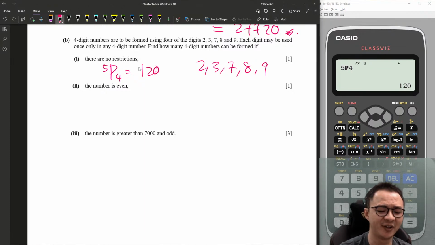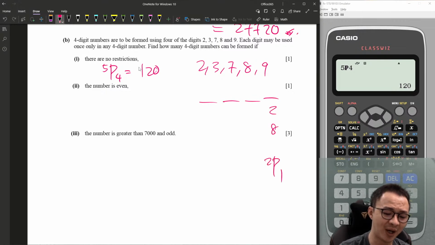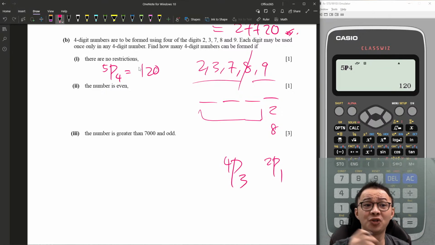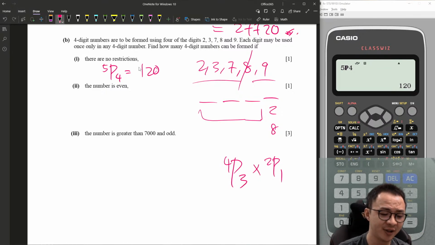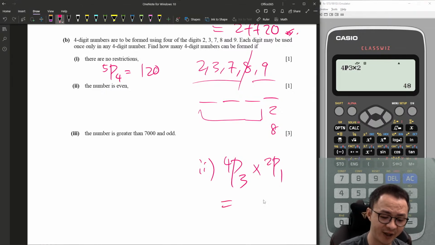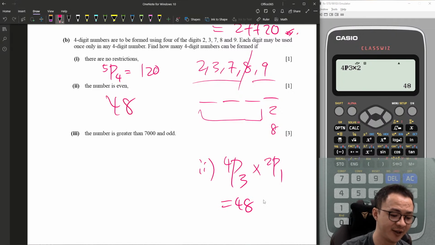Okay, the number must be even. So for these 4 digits, the last digit can be 2 or 8. So this is 2 numbers, choose 1 here. So after I choose 1 number, I still have 4 numbers left, isn't it? But here I only have 3 places for me to fill in. So it's 4P3. I still have 4 numbers left, I will choose 3 to arrange. So this is the answer for part 2, which is 4P3 multiplied by 2P1, which is 2, so 48. Okay, this answer is 48 here.